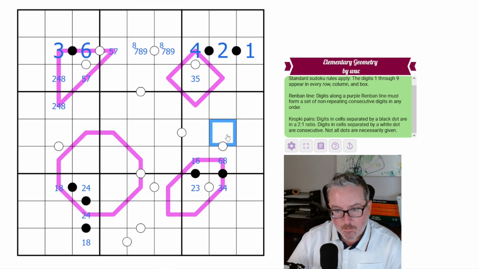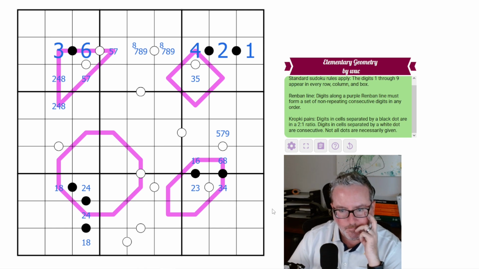So what else do we have? This white Kropki is something that's adjoining something else, but there's still multiples it could be, because if this is a 6, this could be a 5 or a 7. If it's an 8, it's a 7 or a 9, so that's not super useful. Can we use this geometry now to figure anything out?